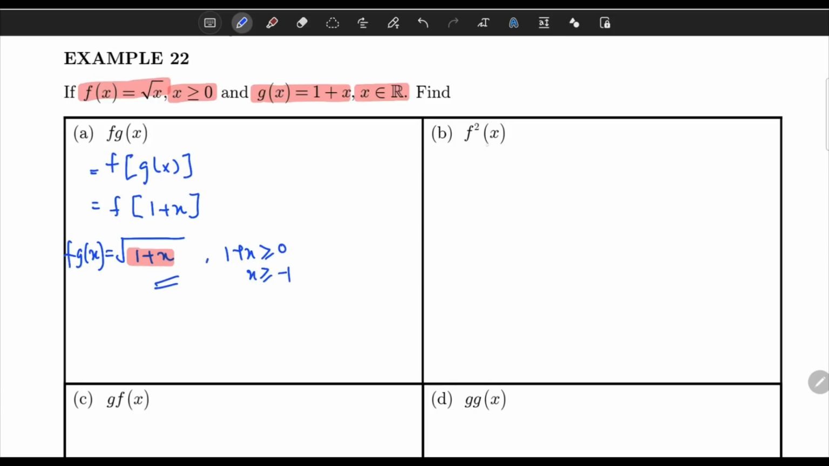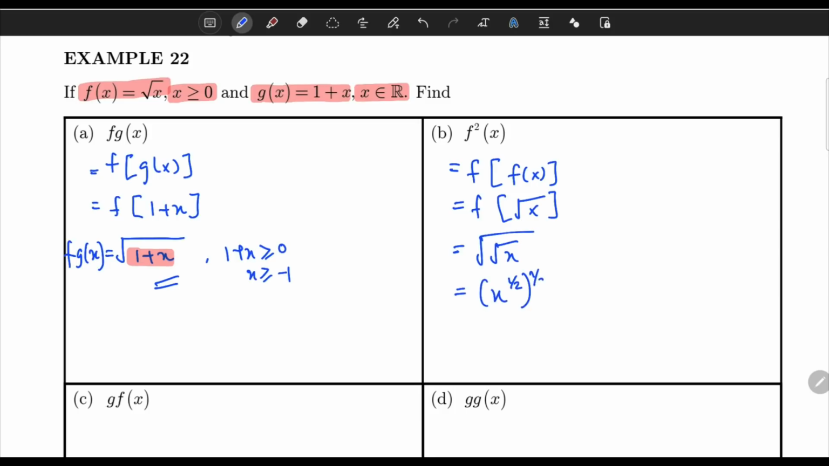So let's look at b. We have f squared x. So that will be f of fx. So substitute into your fx. So we get square root of x here, and then square root of x. So change the square root into index. So we get x power of half, and then power of half outside. So that will be x power of 1 over 4. So that is your f squared x.